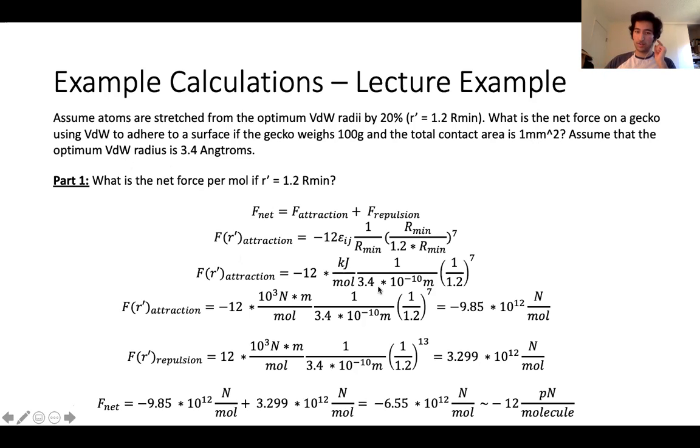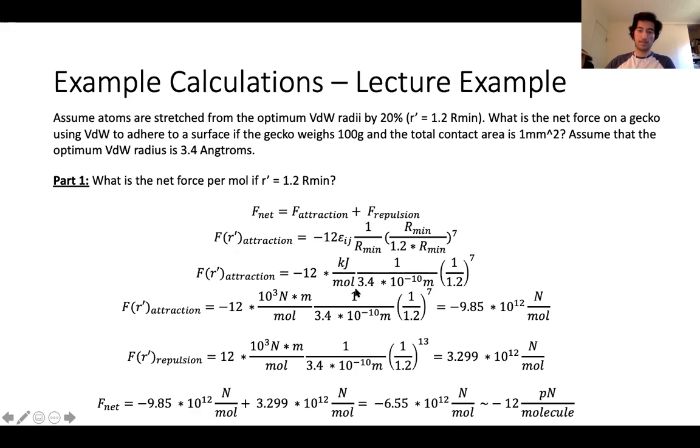Here is a bunch of equations that detail how that goes. Briefly, starting from the top right, if you want to find the net force, we have to think about the two components involved in the 6-12 potential: the attractive force and also the repulsive force. Starting with the attractive force, if I calculate F of R prime, where R prime is 1.2 times the minimum radius, you get this expression.